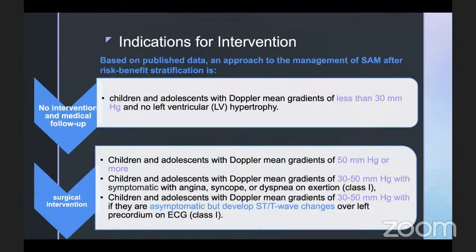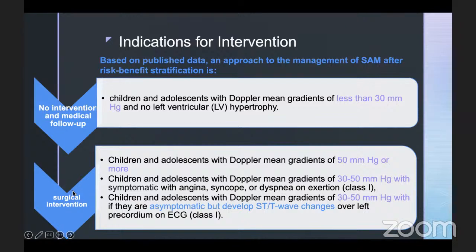So what is the indication for intervention? Based on the published data, the approach to management of SAM after risk-benefit stratification is no intervention and medical follow-up in children and adolescents with a Doppler mean gradient of less than 30 mmHg and no left ventricular hypertrophy.